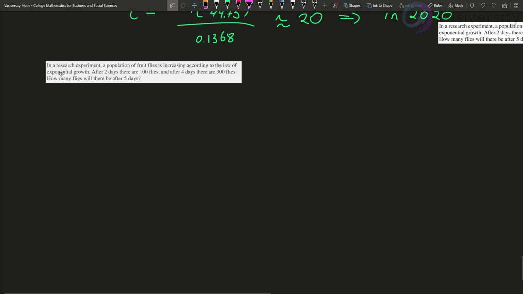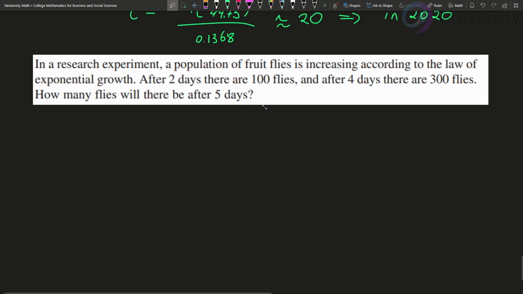Here it is. In a research experiment, a population of fruit flies is increasing according to the law of exponential growth. After 2 days, there are 100 flies, and after 4 days, there are 300 flies. How many flies will there be after 5 days? Okay, so what we have is two equations.